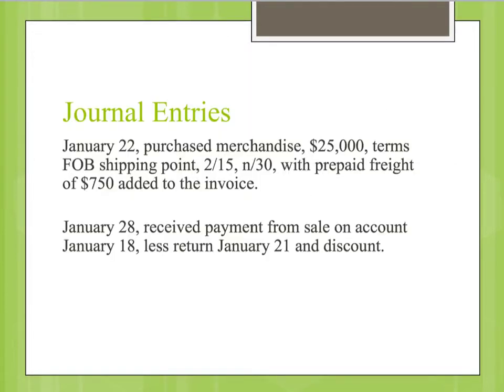Let's take a look at another 2 transactions, followed by their journal entries. January 22nd, purchased merchandise, $25,000, terms FOB shipping point, 2/15, net 30, with prepaid freight of $750 added to the invoice. January 28th, received payment from sale on account, January 18th, less return on the 21st, and discount.